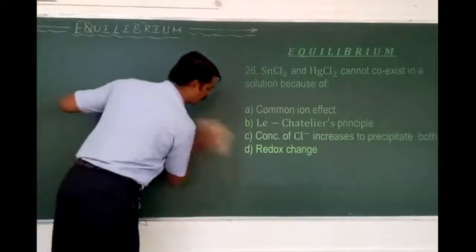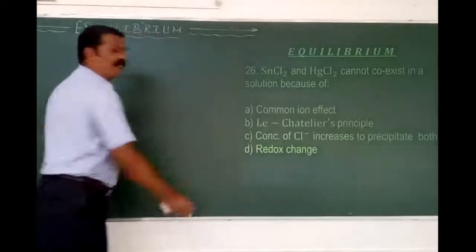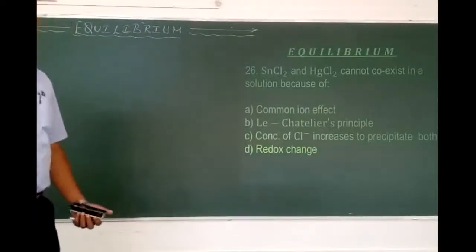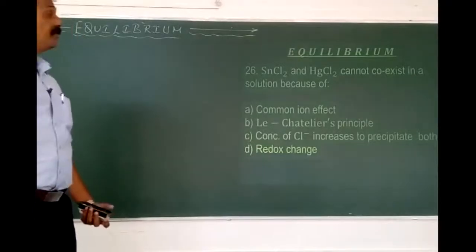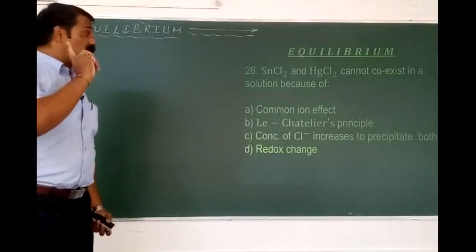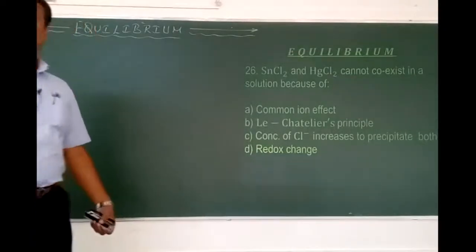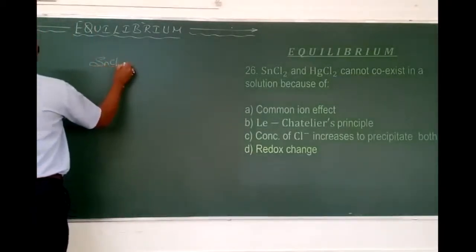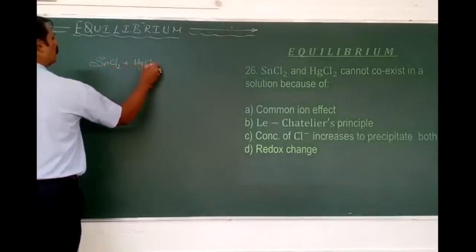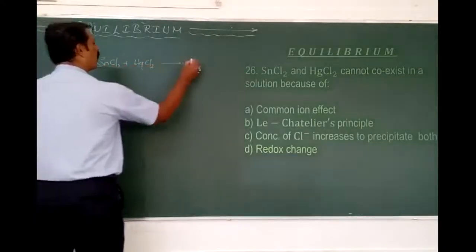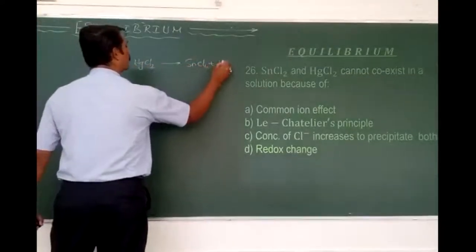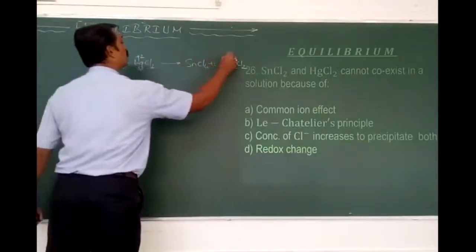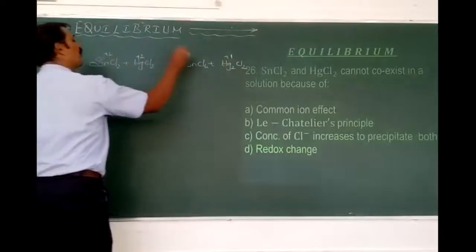Why? Because we have already discussed in the redox reaction concept. If one substance is the oxidizing agent, then another must be an example of a reducing agent. Here, stannous chloride plus HgCl2 can be converted into SnCl4 plus Hg2Cl2. Here it is plus 2, here it is plus 1. Here it is plus 2, here it is plus 4.